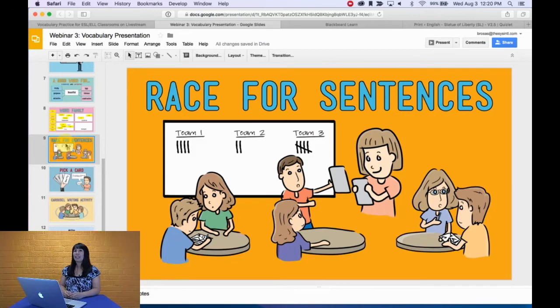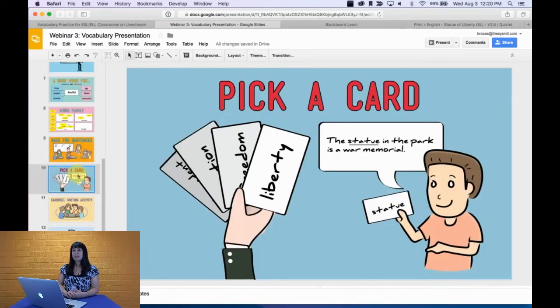But what I like is teachers can have instant assessment again. As the teachers are reading these sentences, they'll see over and over which words the students are having trouble with. After that game's over, that's when the teacher will go and teach those words to the class again, reteach it, because those are the words they're having trouble with. All right. Next is pick a card.